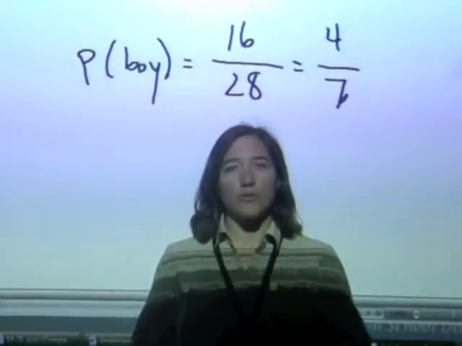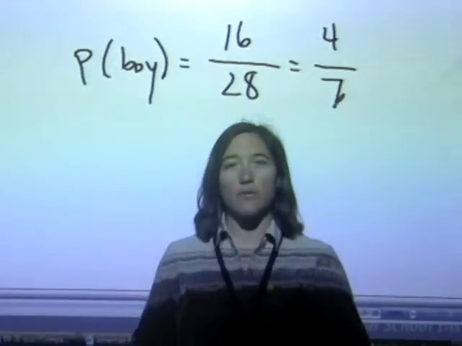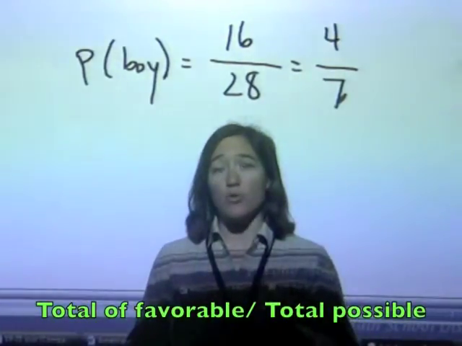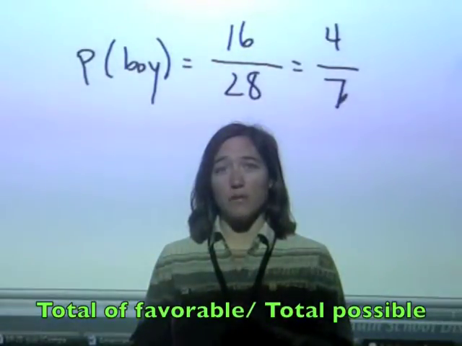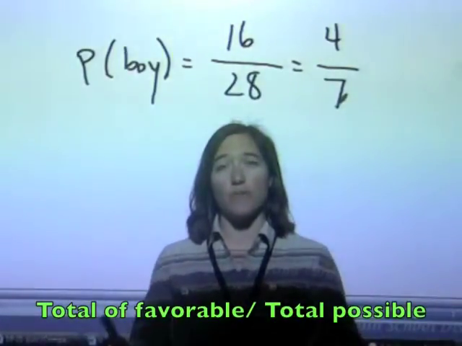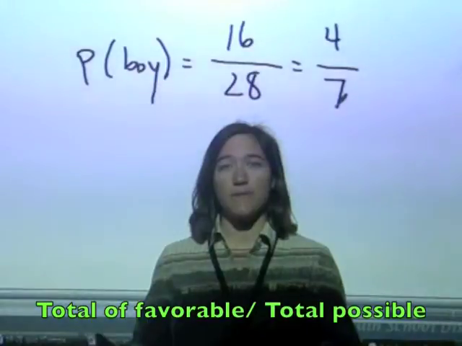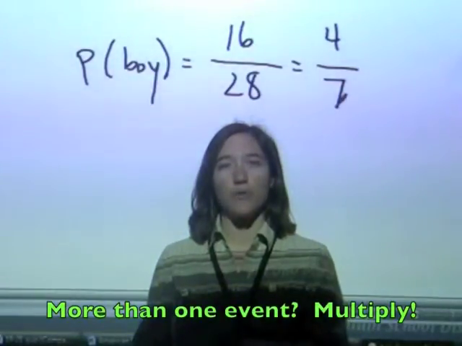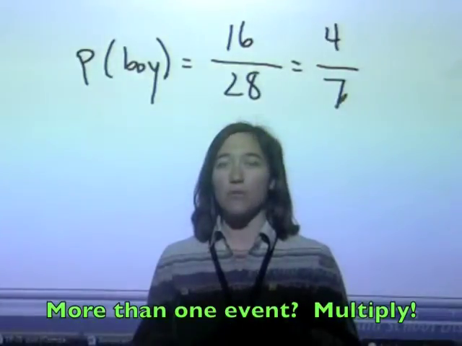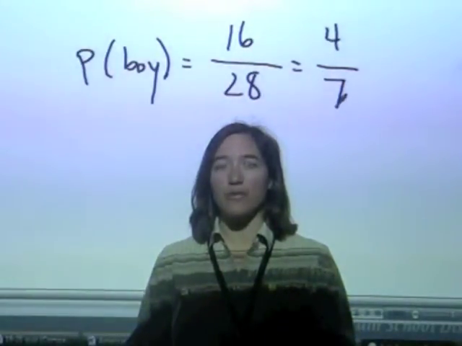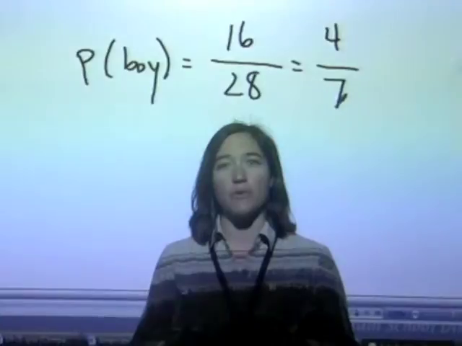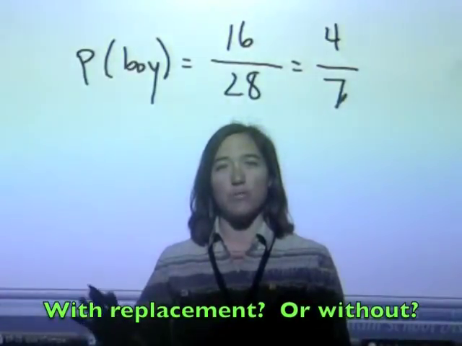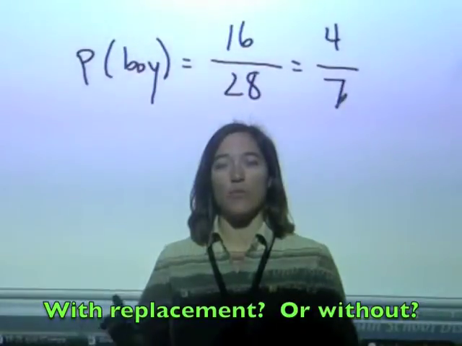So in order to solve probability problems, there's really only a few things you need to remember. Probability is equal to the total number of favorable outcomes divided by the total number of outcomes or possibilities. If you're finding the probability of more than one event, you want to use multiplication. And you want to make sure that you read the problem carefully to see if you're doing a probability with replacement or without replacement, because that will change the probability of the second event when you're multiplying.